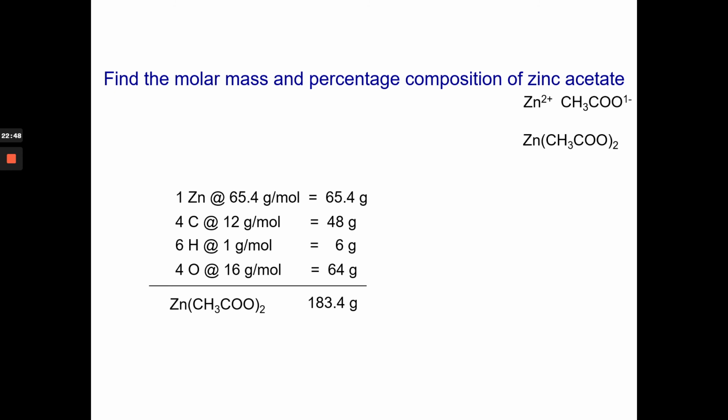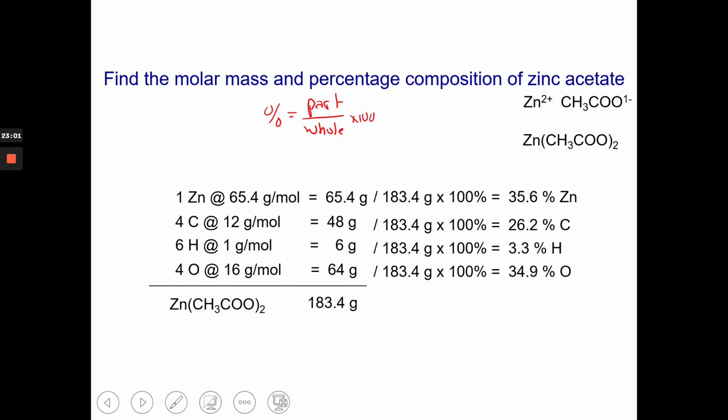So we did the first part, we got the molar mass. Now, if you want to get the percent, please remember percent is the part divided by the whole times 100. So in this case, take each one of these masses and divide by the molar mass. 65.4 divided by the total, 183.4, times 100, is 35.6% zinc. And you can see I've done all of them the same way. Now, the really neat thing is, once we do that, we can take these percentages and work backwards to see if we get our formula. So we can kind of check our own work. I think that's pretty cool.